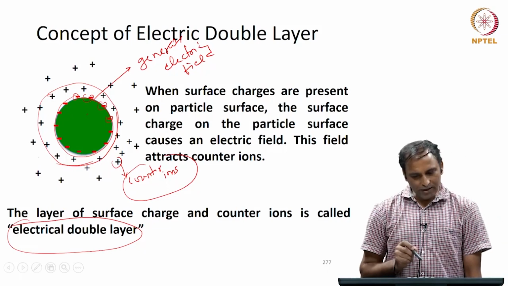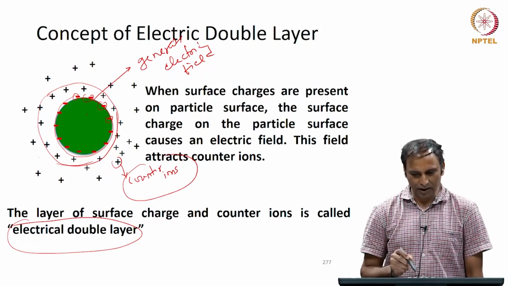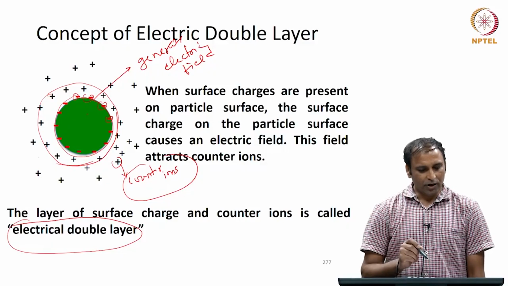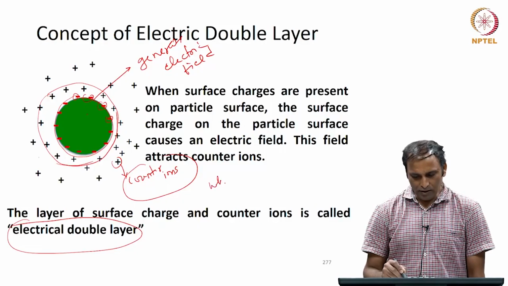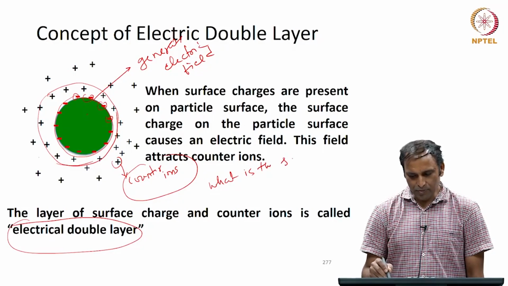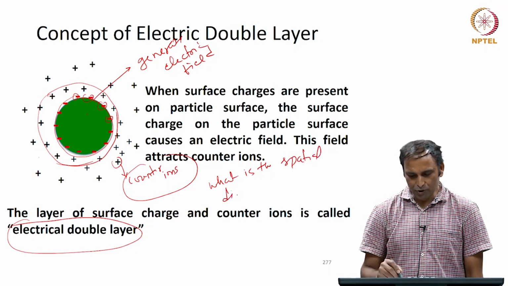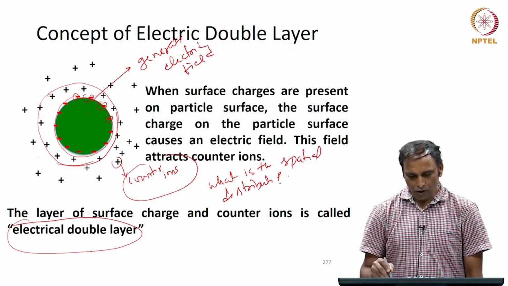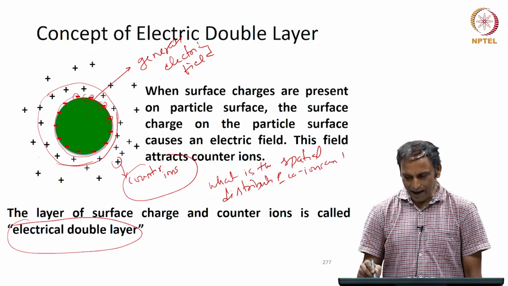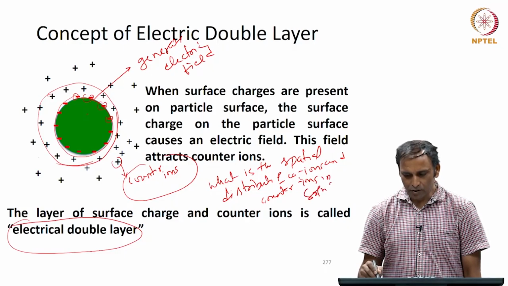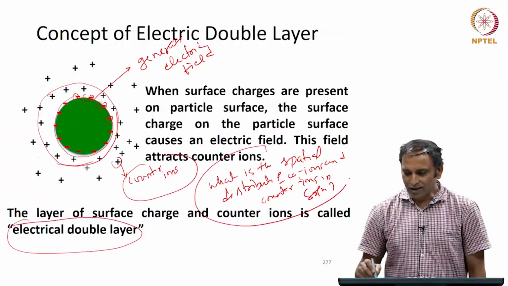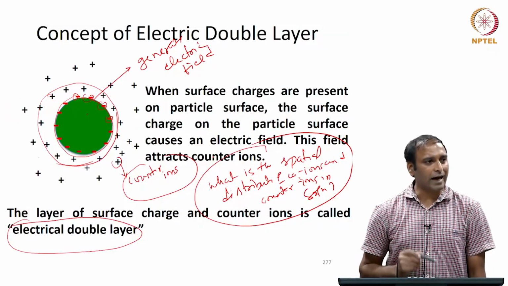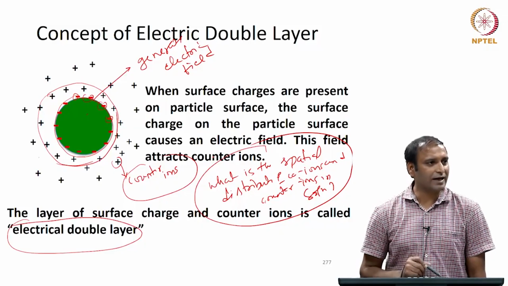What is really important when we are trying to look at electrical double layer interactions is that we are interested in asking questions such as: what is the spatial distribution of co-ions and counter ions in solution? This is the question that we are trying to ask, and it turns out that answering this question is really important if you want to understand the electrostatic interactions or the electrical double layer interactions.